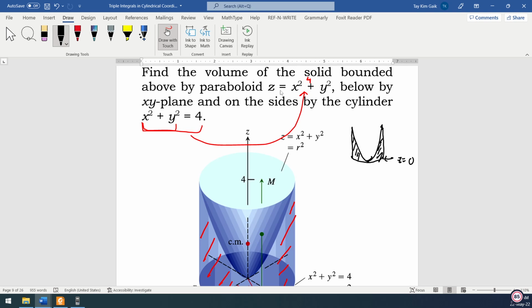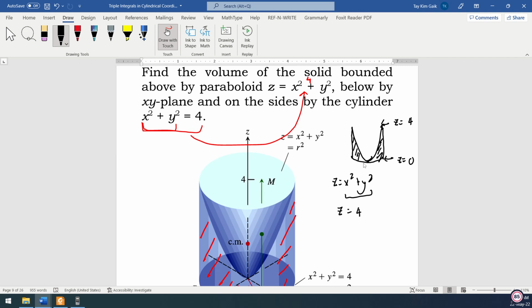Then you solve. You have your paraboloid z equals x squared plus y squared, and the cylinder is x squared plus y squared equals 4. So z equals 4. That's where the paraboloid and cylinder intersect, at z equal to 4.